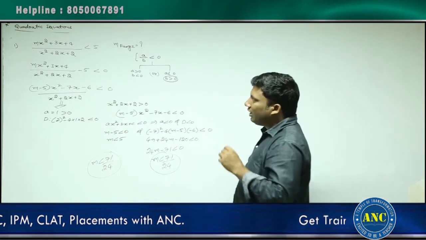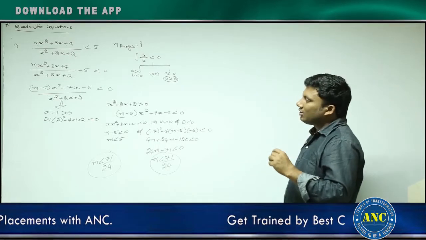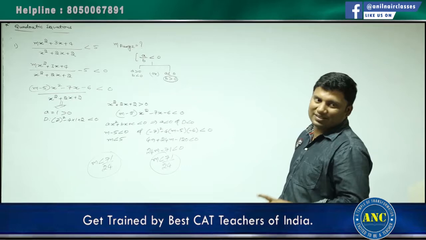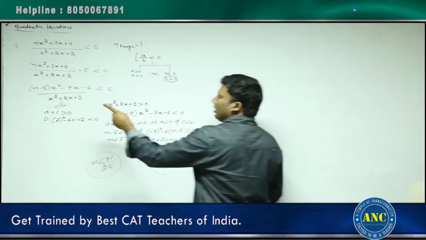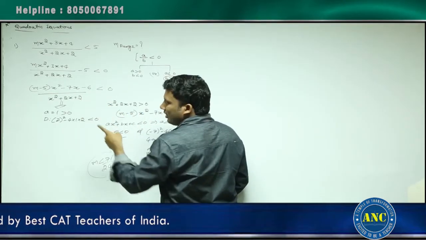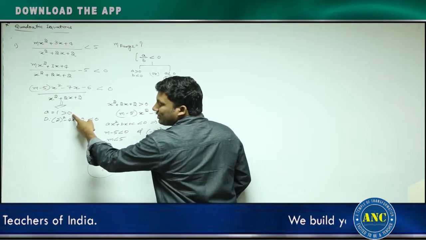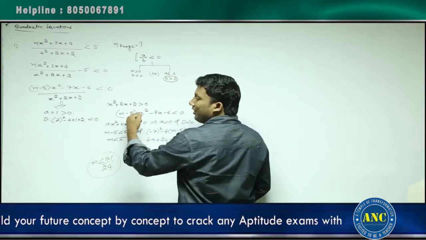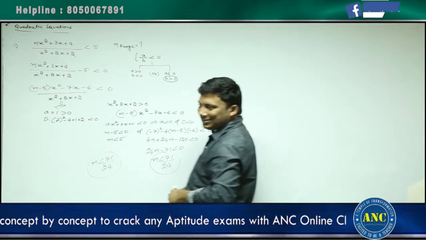Right? A very, very good question where the property of the behavior of the graph is used twice. First to check whether this is positive or negative. This is positive because a is greater than 0, d is less than 0. This is negative when a is less than 0, d is less than 0. Please write down.